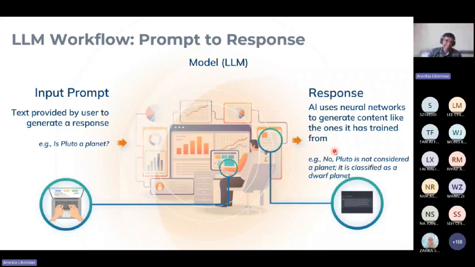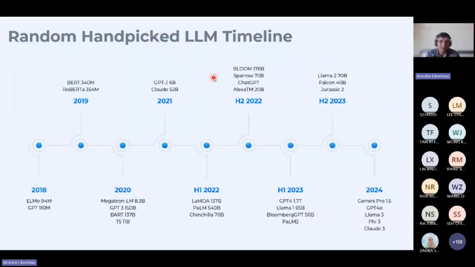So we'll just see some randomly handpicked LLM timelines from back in 2017, when the paper by Google researchers, Attention Is All You Need, was released. Since then, a lot of models have come into the market. Though the hype started towards the end of 2022, these models have been in development for quite some time, basically because of the introduction of the transformers architecture.